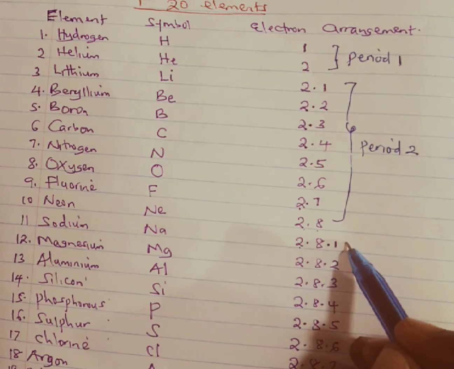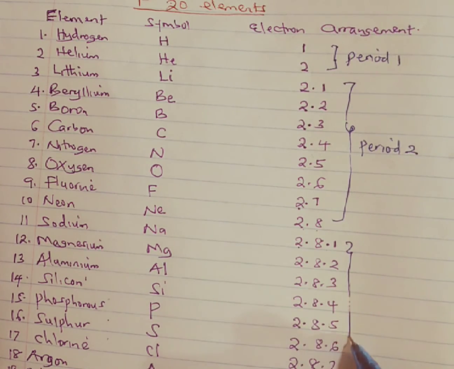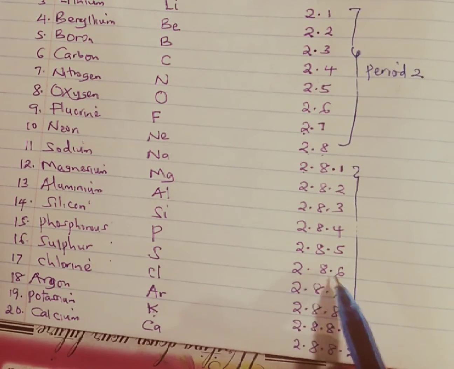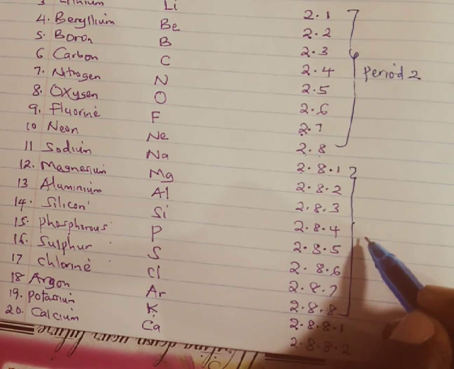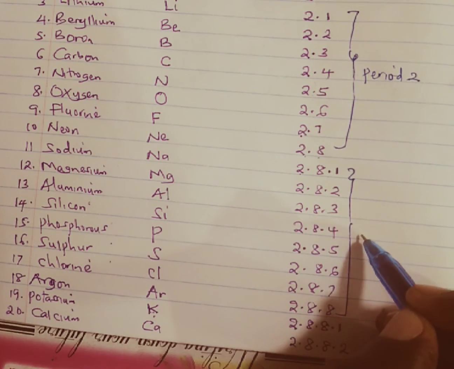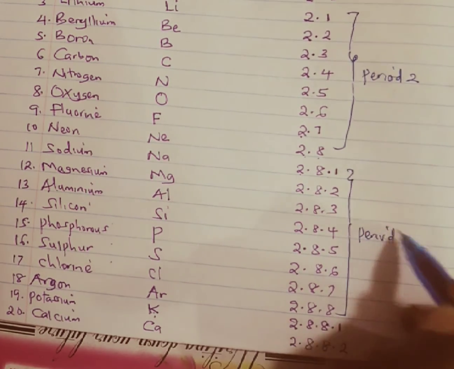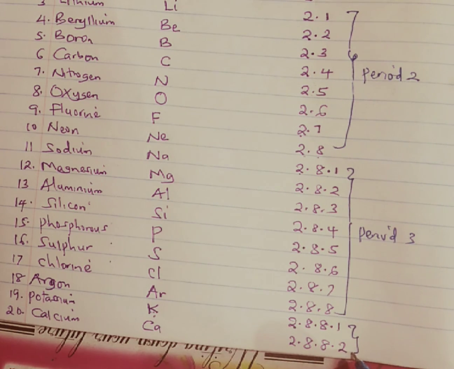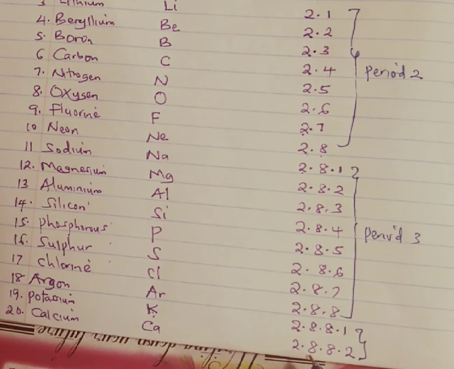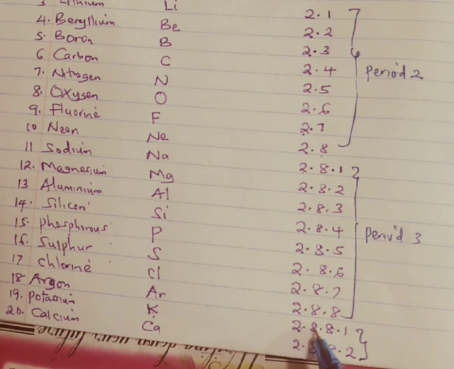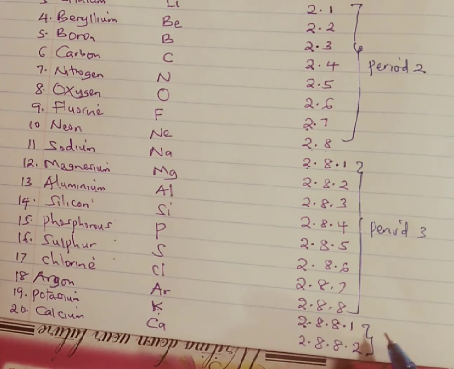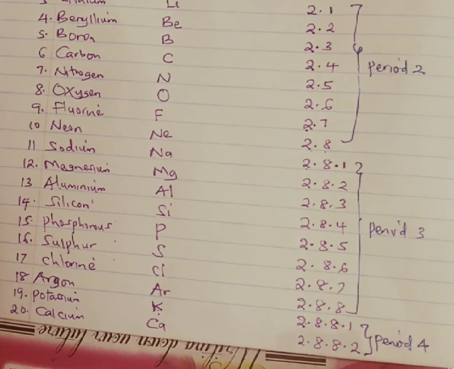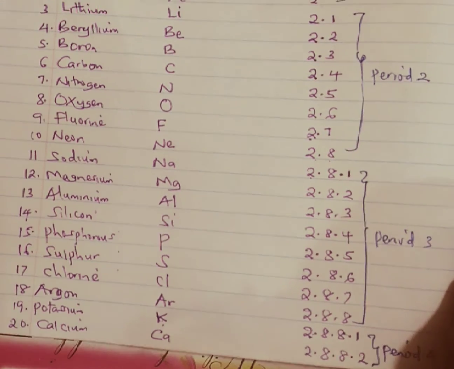Then from sodium all the way to argon, you can see they all have 3 occupied energy levels, and elements with 3 occupied energy levels belong to period 3. Then the last 2, that is potassium and calcium, each have 4 occupied energy levels, and in this case these elements are found in period 4 of the periodic table.